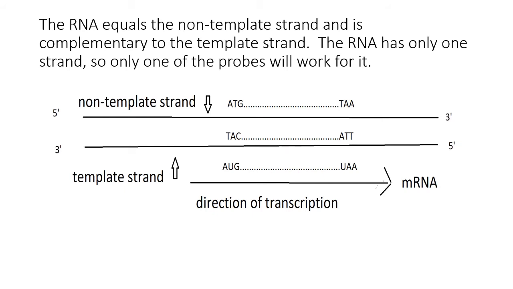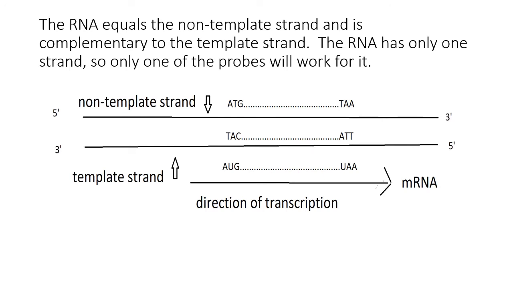It was made by copying, by a base pairing process, the template strand, so it's complementary to the template strand. On the other hand, it is equal or equivalent to the non-template strand, because that's the one that is also complementary to the template strand. So we can read the RNA sequence from the non-template strand with the substitution of U's for T's, but realize that both the non-template strand and the RNA are complementary to the template strand.